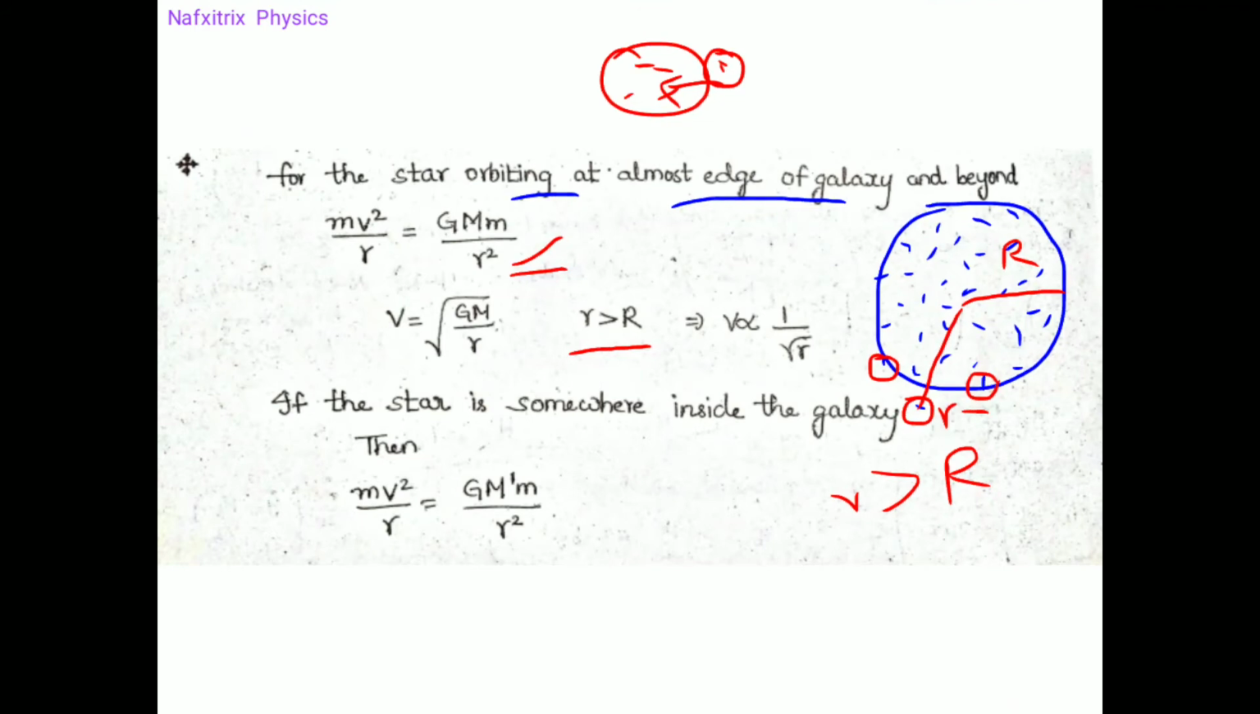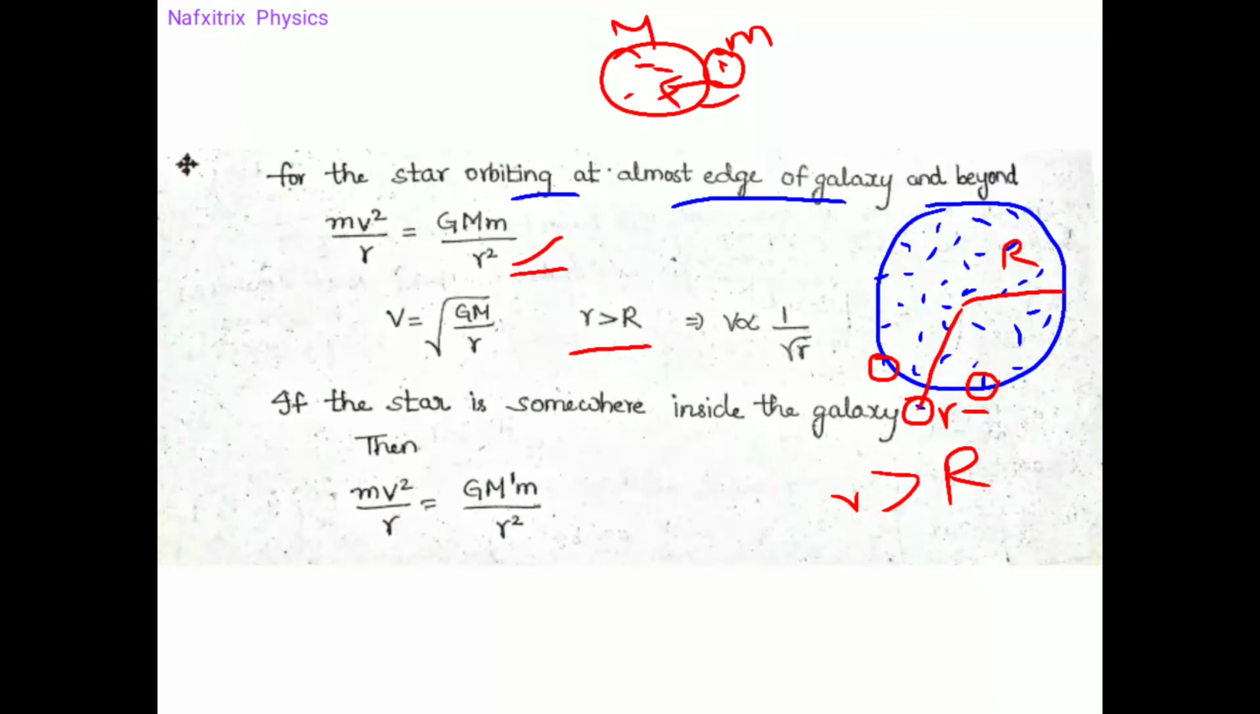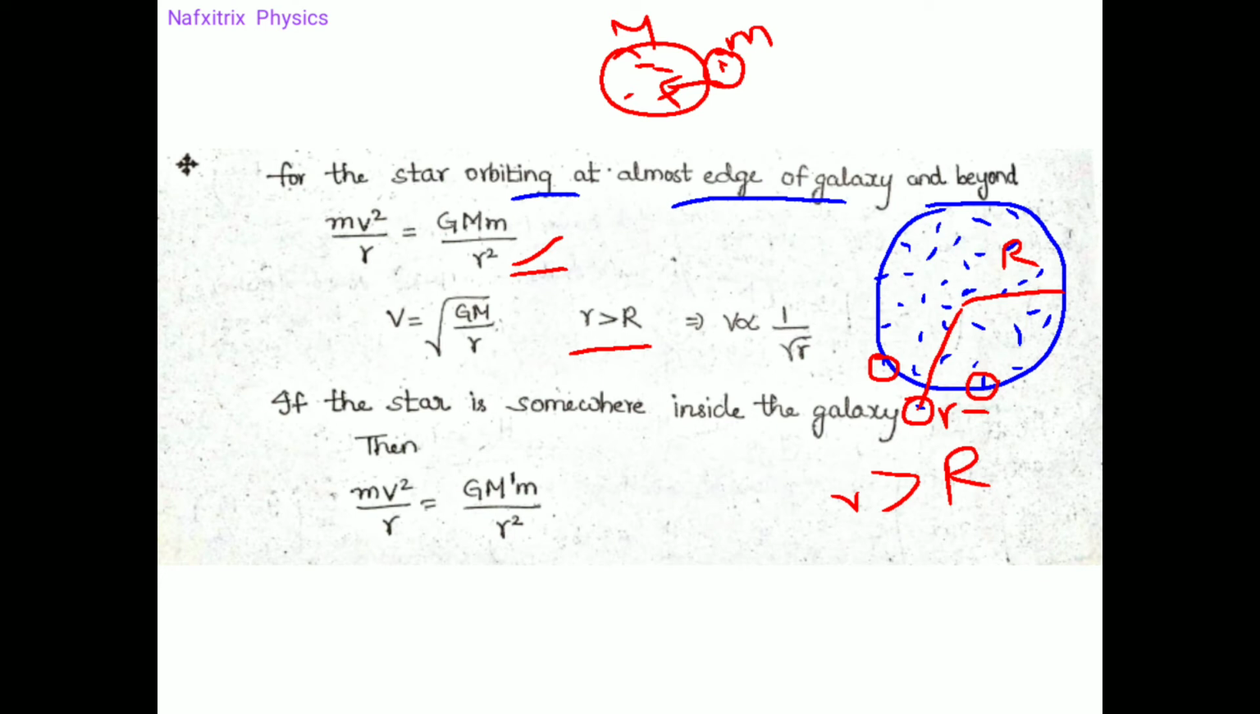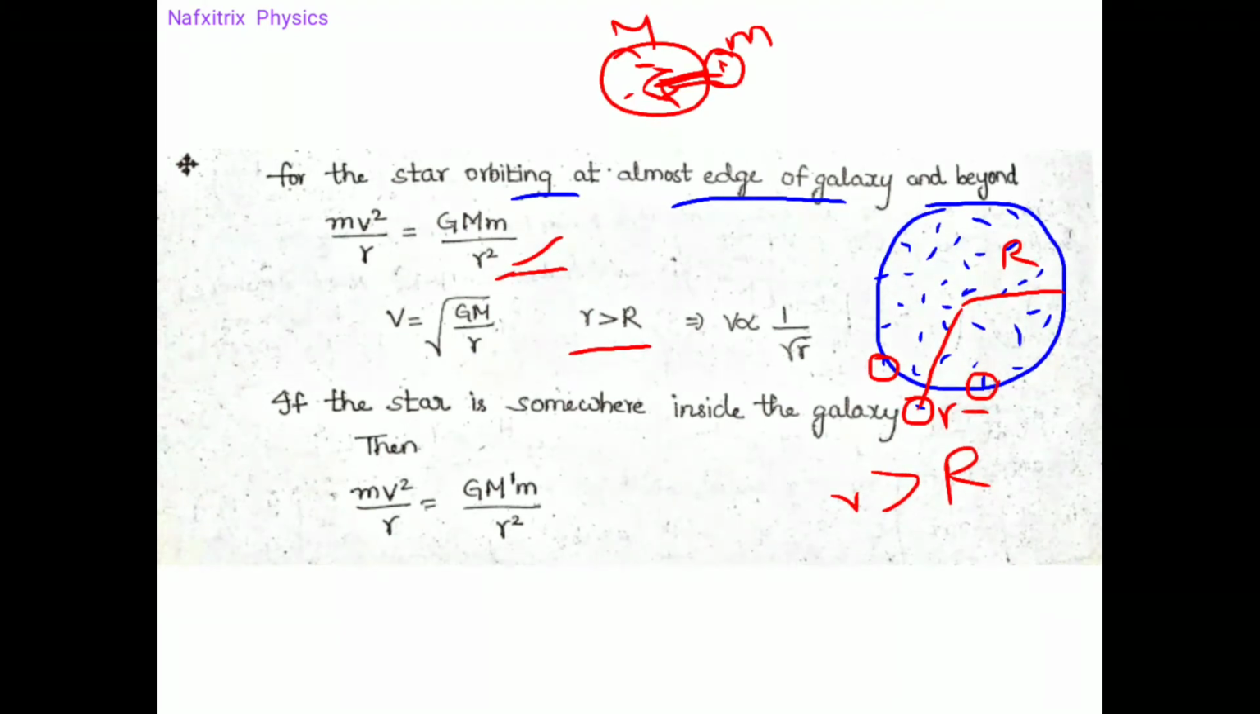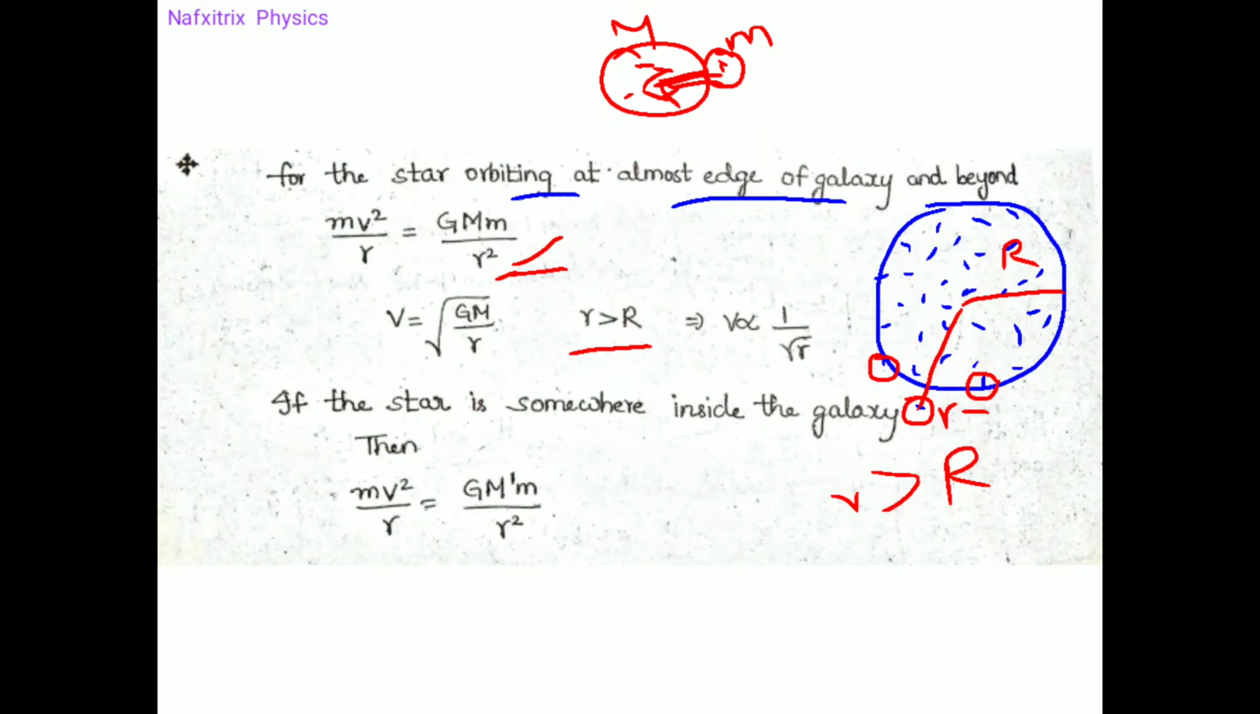Here capital M is the mass of the galaxy and small m is the star just outside the galaxy. That's why we have to consider that small m is much less than capital M. Even though this star belongs to this galaxy only, if we remove the mass of that star from the galaxy, it doesn't matter. So in that case, gravitational force would be acting towards the center, that is GMm by r square, between two masses, that is galaxy and star.